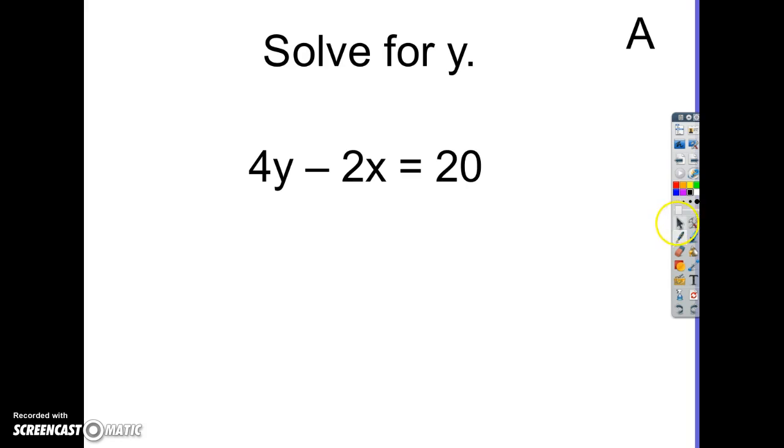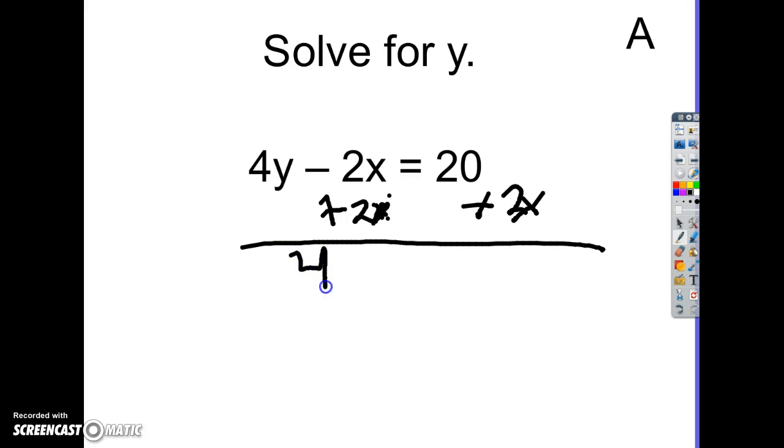First question is solve for y. So we are trying to get this in the form that your calculator is in with the y equals button. So we are getting rid of the 2x. So we are going to have to put positive 2x on the left and the right. So we now have 4y is equal to, and we're going to make sure that we put 2x first, because the number with the x is your slope and we need slope-intercept form.